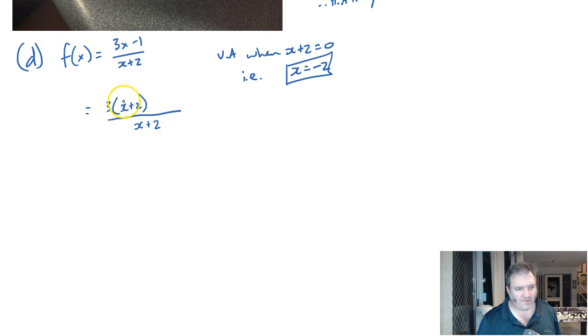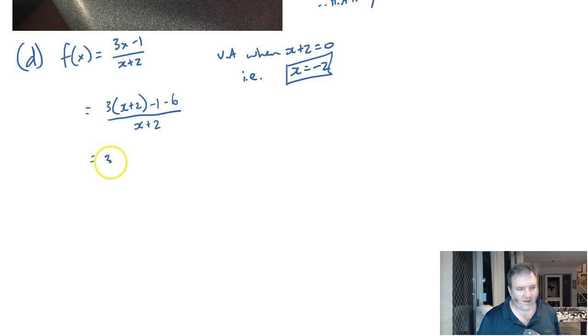But what else do we get out of here? Well, 3 times x, I've still got the 3x, but I've now effectively added 6. 3 times 2 is 6. So I've got minus 1. I just need to subtract the 6 as well to make sure that now if I expand it, 3x plus 6 minus 1 minus 6 just ends up being 3x minus 1 again.